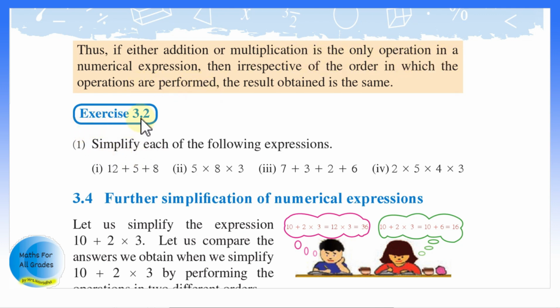Next, we have exercise 3.2. Simplify each of the following expressions. Let's have a look. 12 plus 5 plus 8. So this contains only addition. 5 times 8 times 3. This involves only multiplication. And this involves only addition. Here only multiplication. So the order doesn't matter. That's what we just learned.